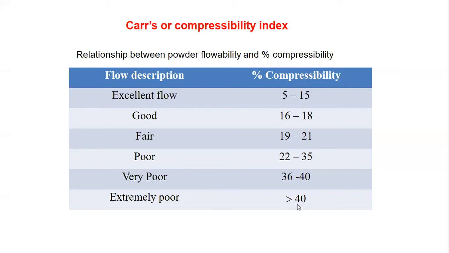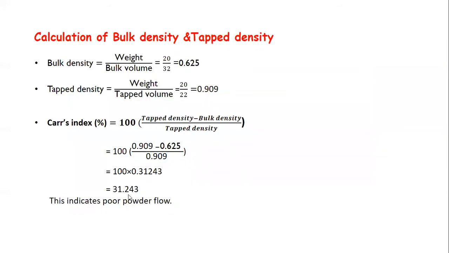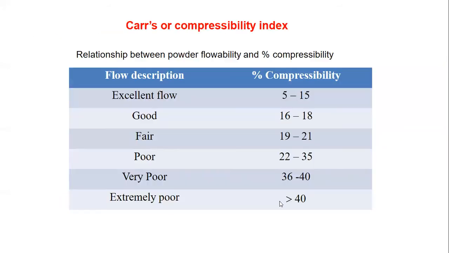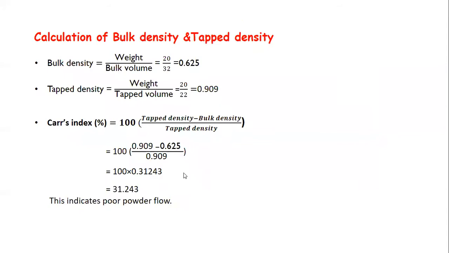So let's see what compressibility index we determined by carrying out the experiment. It is 31.243, so it ranges between 22 to 35. Hence, our paracetamol powder has poor flow properties.